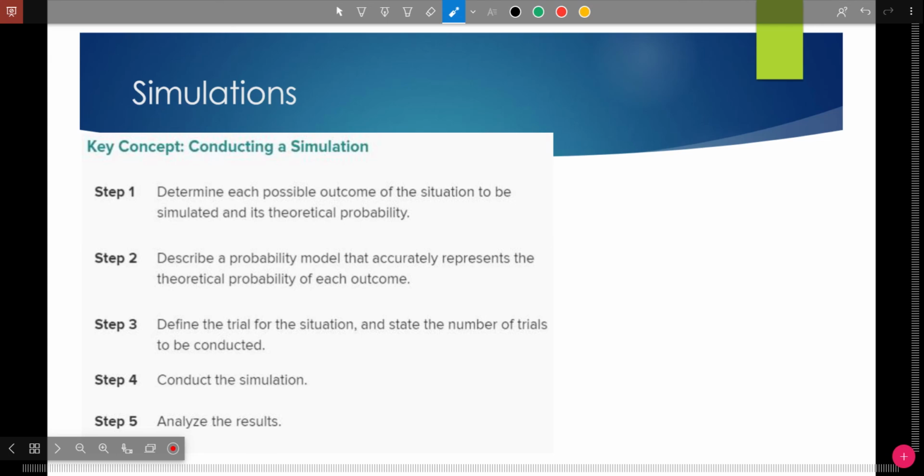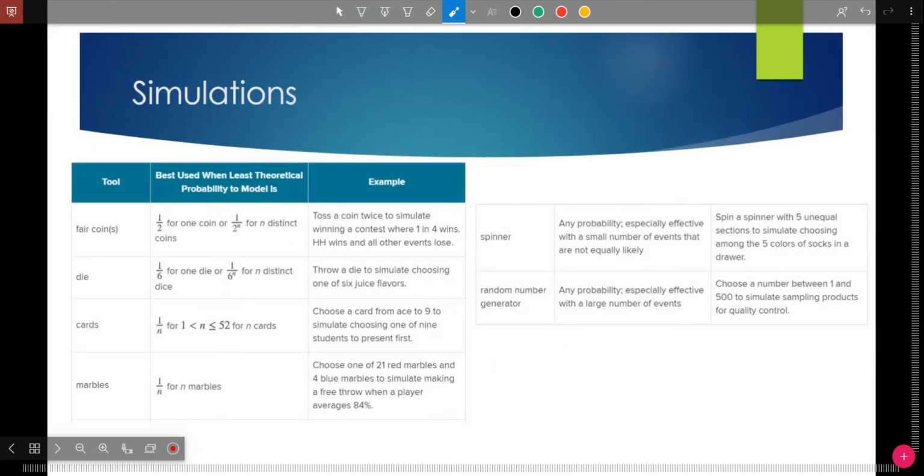Right? And then you define the trial, what you are doing, and state the number of trials. For the number of trials, we want to make it as relevant as you can, and then you conduct the simulation and analyze the results. Right? And so what can I use for a simulation?